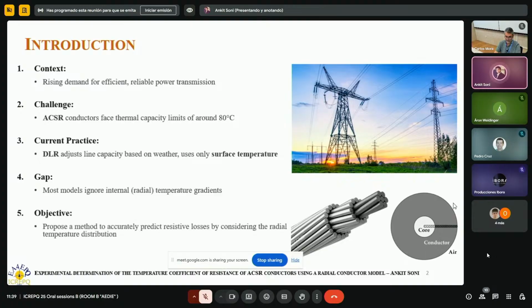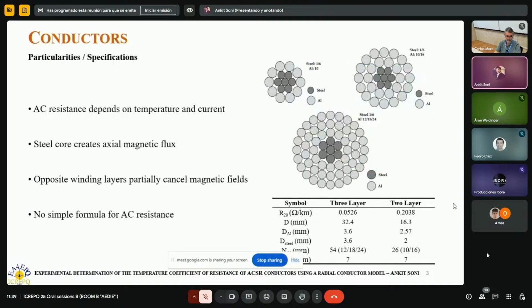So the objective is to propose a method to accurately predict resistive losses, because the prediction of the resistance, through correctly measuring the temperature, also affects the resistive losses. This is a very important factor for dynamic line rating models.